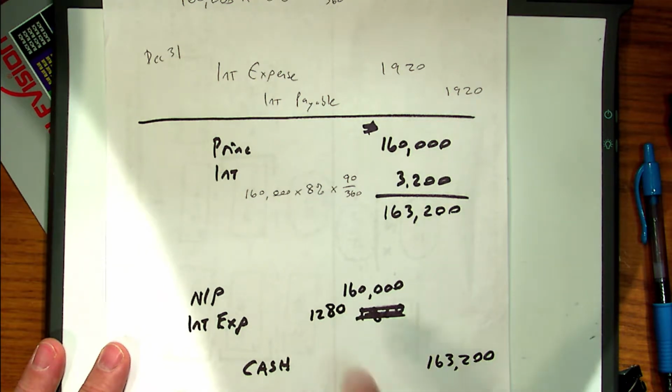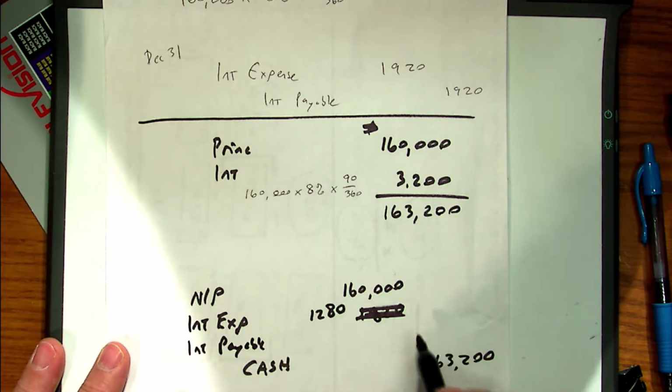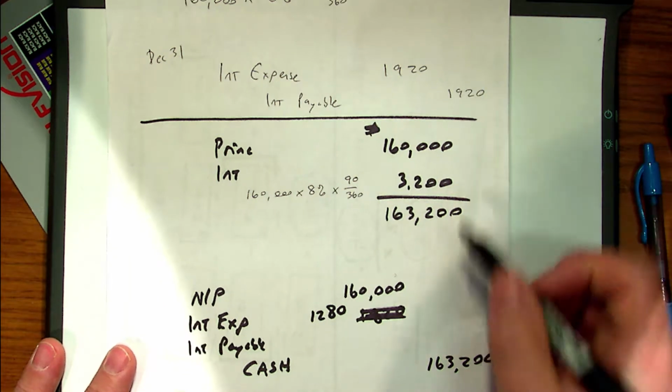1,280. Okay, I didn't just make up a new debit or credit here. That's a debit, right? And then what do we also debit? Interest payable. Interest payable we reduce, right? And how much did we accrue it for? 1,920?